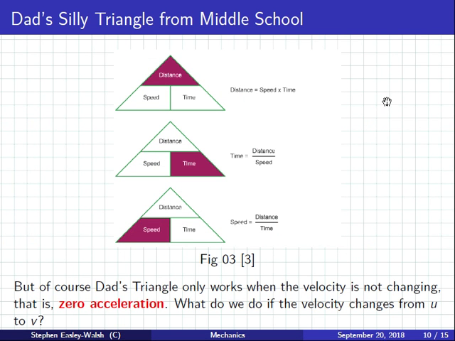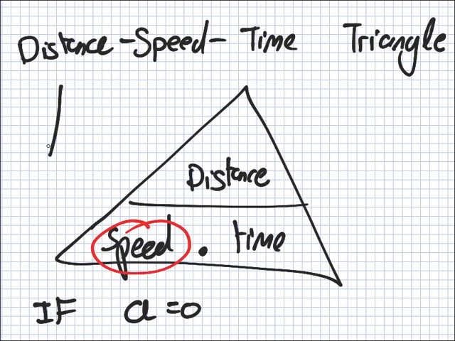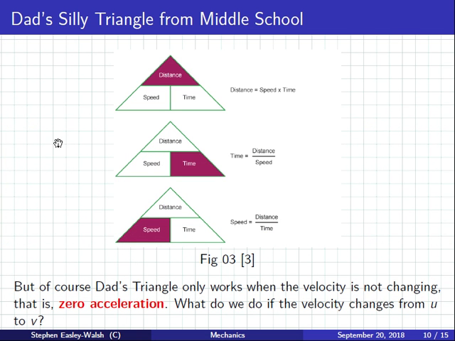Now, just so you know, this triangle only works if the acceleration is 0. You can only use this if there's no acceleration, if the speed is constant. You knew this? Yeah, I know this. It means a equals 0. It's just this on the time and the velocity. So what do we do if the velocity changes?